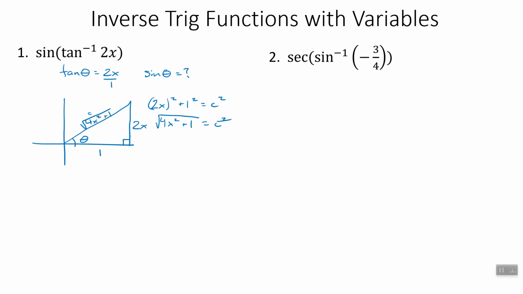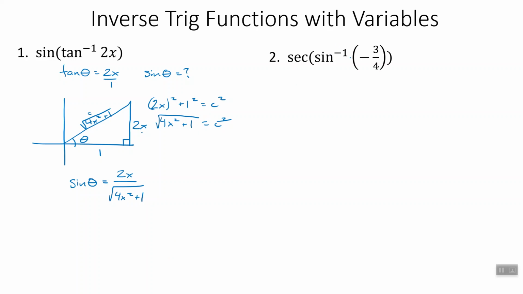All right, we're not going to get a number for an answer. We're going to get a formula. We're going to get a function, really, or an expression with x. So now we want sine of theta. Well, sine is opposite over hypotenuse. And there's our answer.